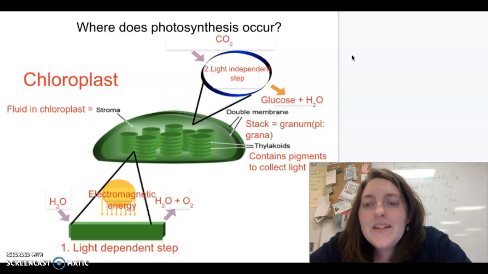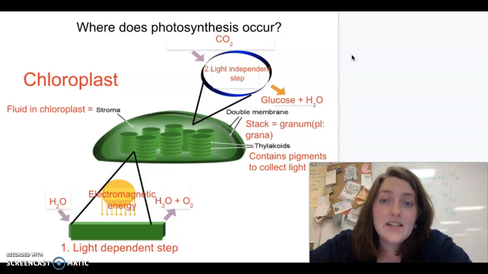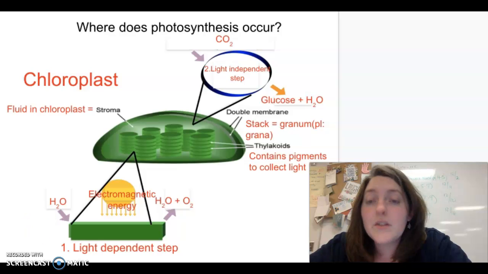In the light independent step, we take the products from the first, and we take the CO2, and we make glucose. So some of the water from that first and some of that hydrogen gets mixed with that CO2 to make glucose and a little leftover water.